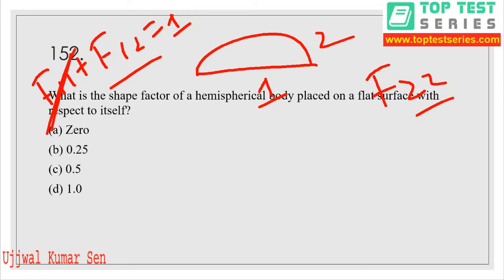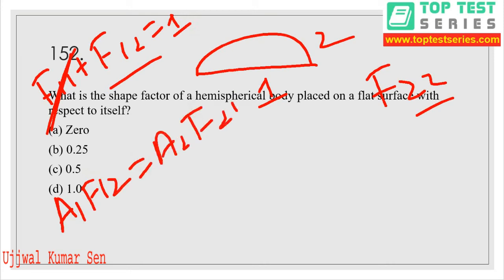1. Again, we know that A1 F12 is equal to A2 F21. How do you know this, my dear? How can we say this? That is the concept of the reciprocity theorem. From that we can say this. Now A1 is very important. Even F12 is equal to what, my dear? 1. So we have to find out F21 from here. F21 is equal to A1 by A2.